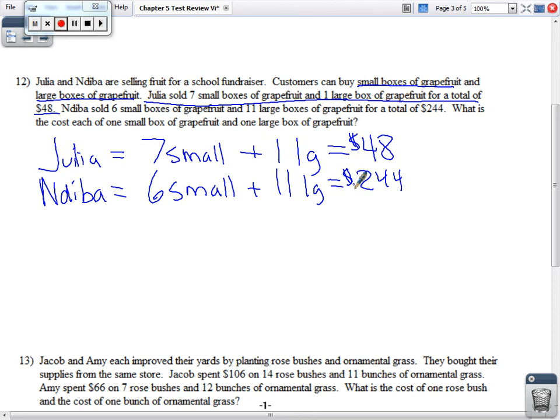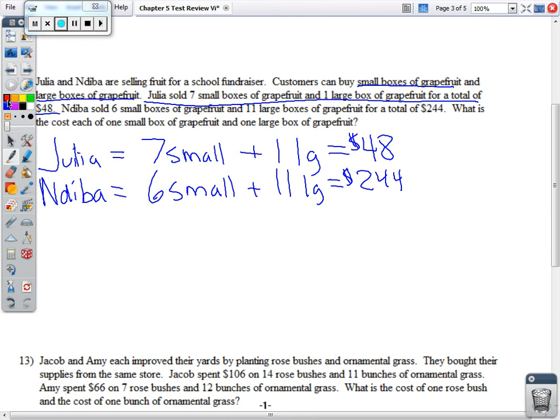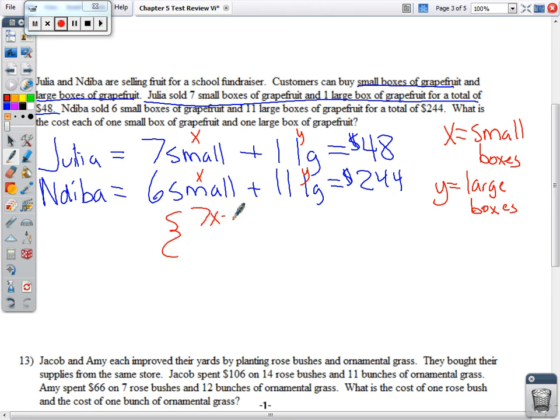So let's assign variables here for a second. Let's say x represents small and y represents large. So we define that as x equals small boxes and y equals large boxes. If we rewrite this system, we have 7x plus 1y equals 48. And then we have 6x plus 11y equals 244.